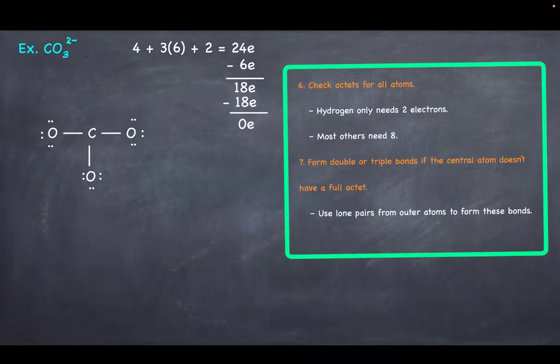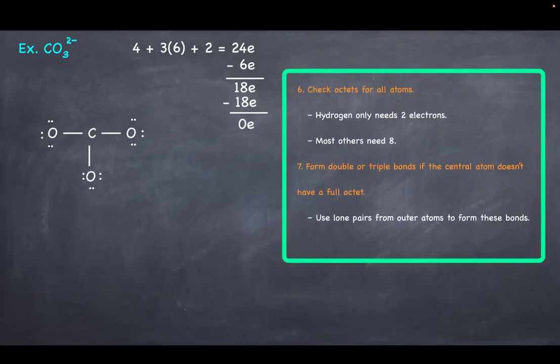Now again, this is where we have to do step 6, which is very important, the check step to make sure everything is happy. Oxygen is good. This oxygen is good. The bottom oxygen is good. But if you look at carbon, it has only 6 electrons right now. It doesn't have 8. And we said everything needs to have 8. Most atoms need to have 8 electrons after bonding. And that's why we have to move on to step 7 right now.